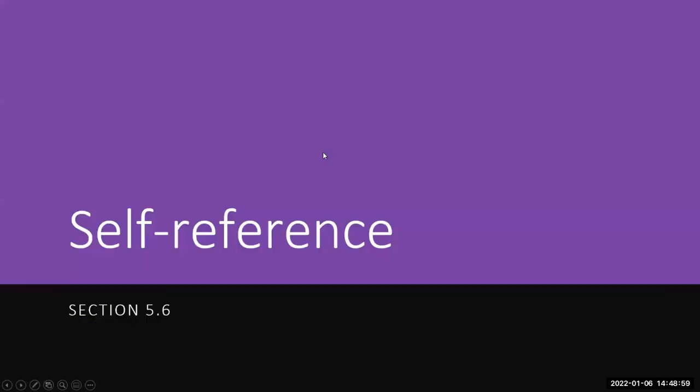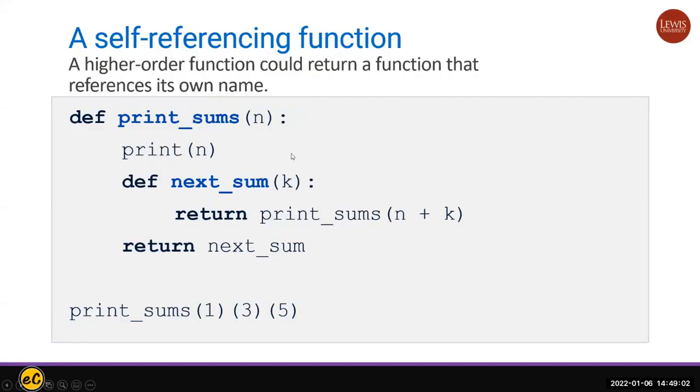Okay, anyway, self reference, a function can call itself, okay. Higher orders can return the function that references its own name. So here we have print sum of n, so we'll print n, okay. And then you pass the n in there, and you print sum of the n plus the k. The k is a newer number you pass in. So every time you make a function with the current sum, and asserting the new number.